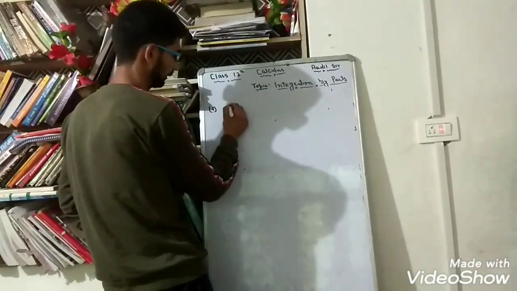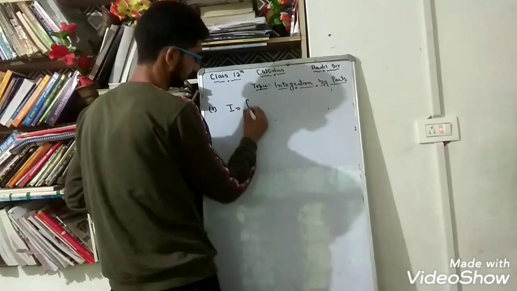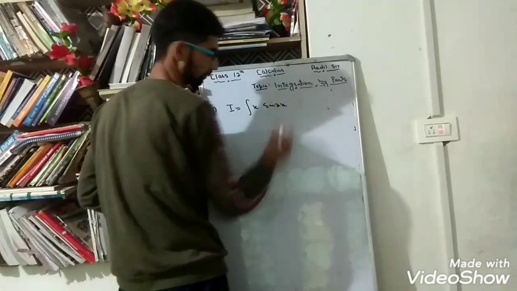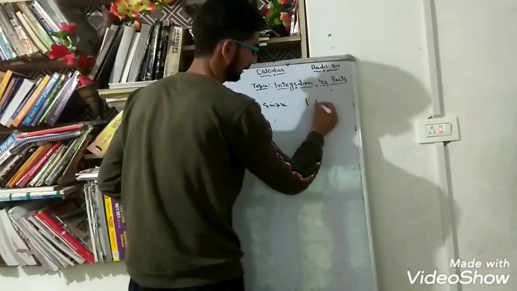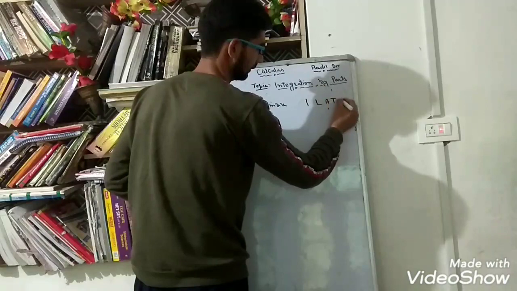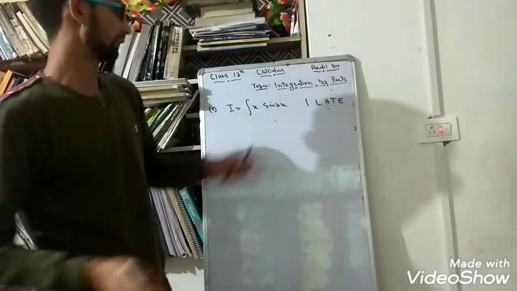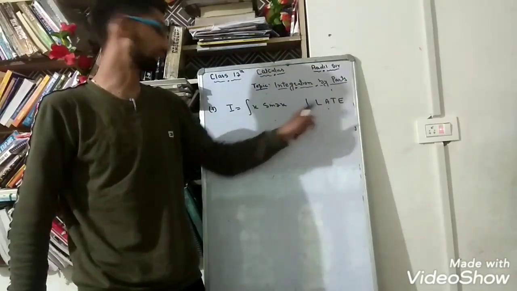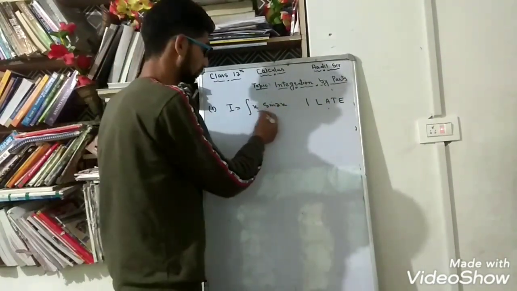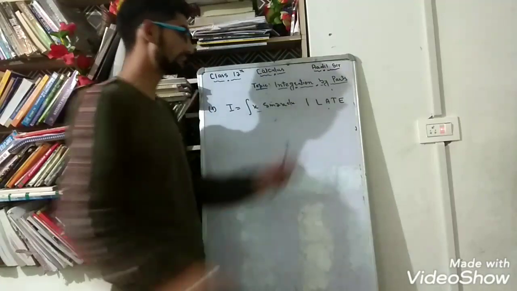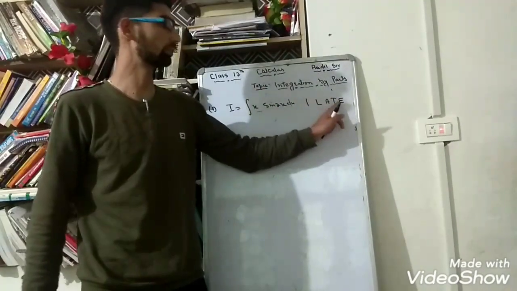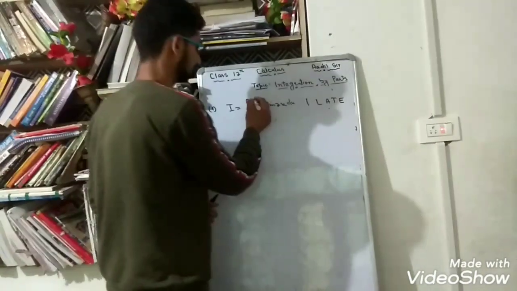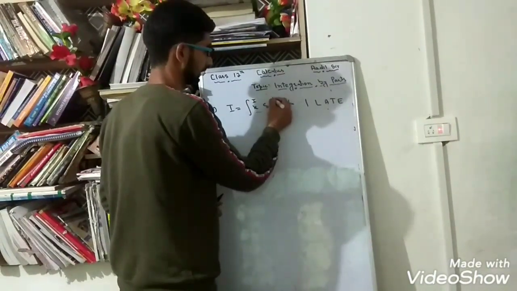First one, beta: I is equal to integral of x sine 2x. What do we have, beta? ILATE. We have a trigonometric function, and before that we have an algebraic function. So between these two we consider the algebraic one first, and the second, that is trigonometric, that is the last one, we consider as the second function. So this will be our first function and this will be our second function.